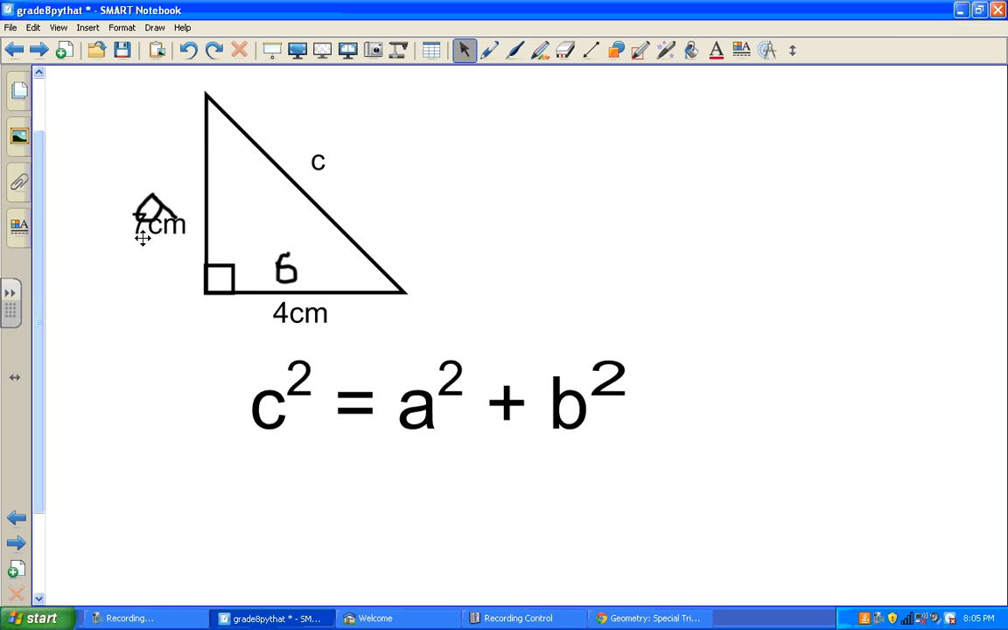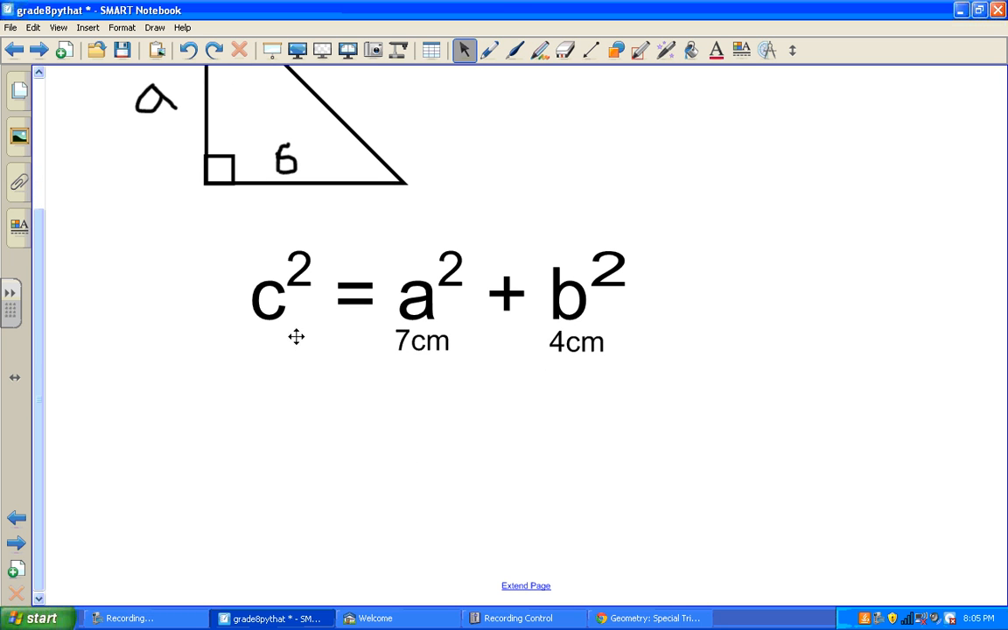If we write that and bring them down, we will end up with 7 centimeters for A, so I'll put that 7 in for A, and then I'll take this 4 and put it there for B. So now our formula is going to look something like this. C squared equals 7, and I'm going to leave out these centimeters just to make it easier to see. So that's 7 squared plus 4 squared. All I did was plug in my numbers.